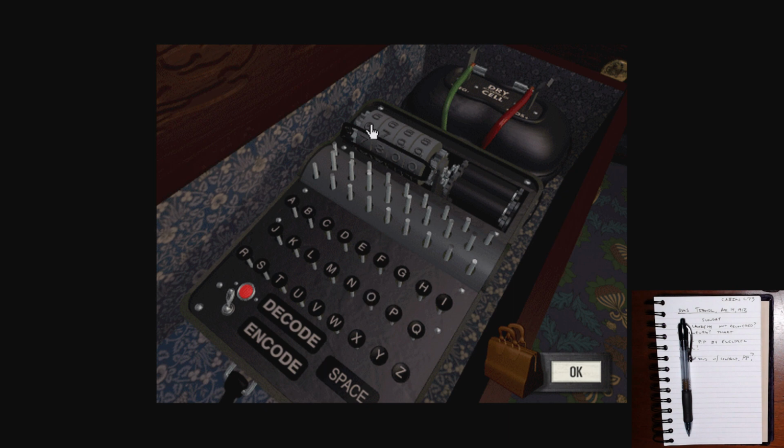Okay, so this number up here is changing as I enter information. Let's encode what I've just sent.